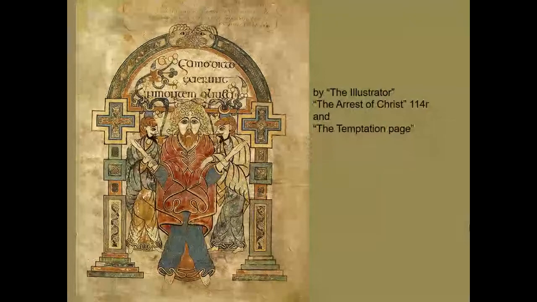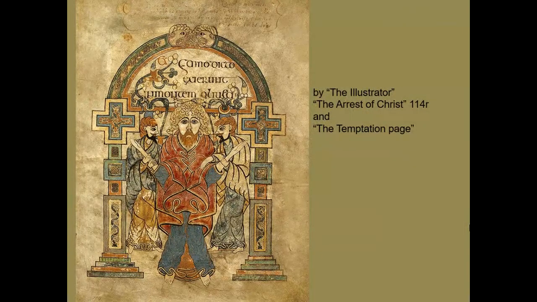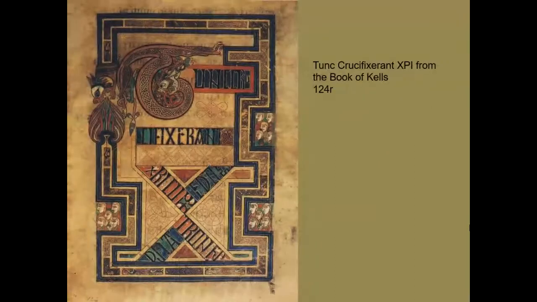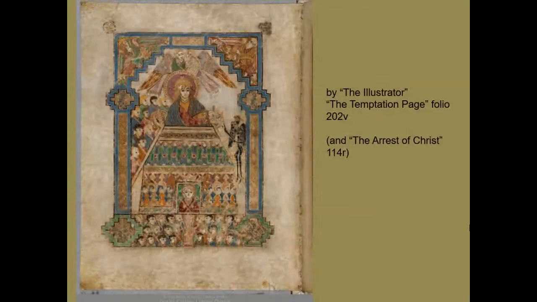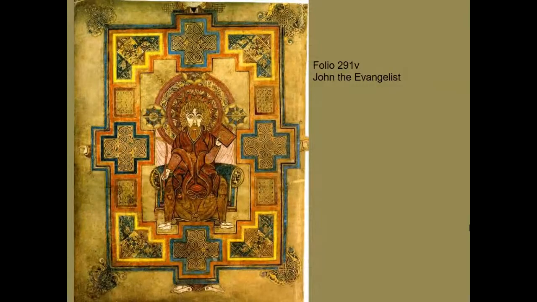Our third artist after the portrait painter and the goldsmith is known as the illustrator. So you can see that there definitely is a little bit of a difference in the style and the way these two are working. This artist is responsible for this image, the arrest of Christ, and also the temptation page. Here's the temptation scene. So you can kind of see how each of those artists is slightly different in their approach to this material.